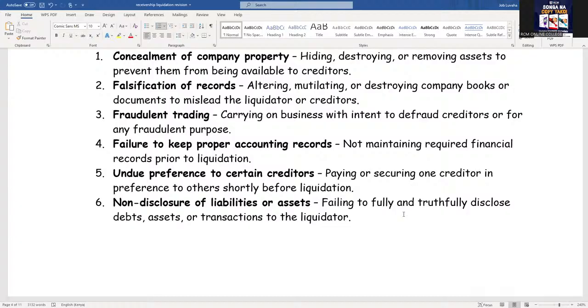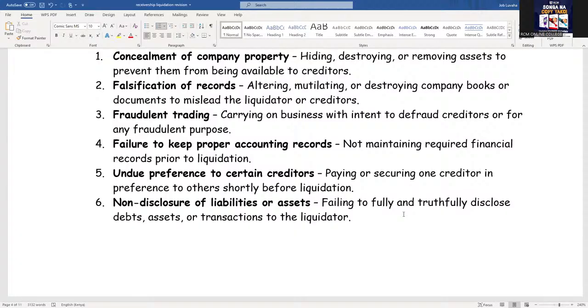Then undue preference to certain creditors. So he's preferring, or not prioritizing, the creditors as per the requirements under the law. By paying, first of all, liquidation expenses, secured creditors, then unsecured; but maybe it could be an unsecured creditor who has been given priority. That goes against the requirements in terms of priority of payment during liquidation. So undue preference to certain creditors: paying or securing one creditor in preference to others shortly before liquidation.